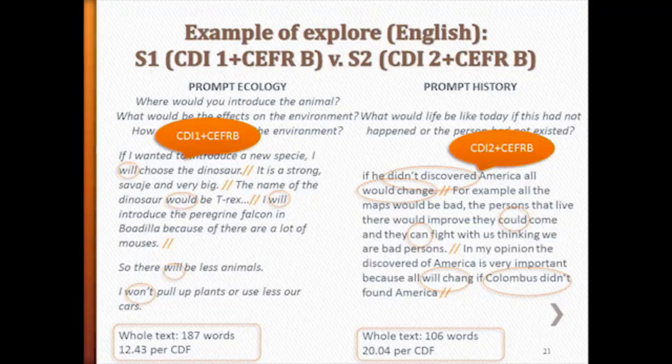So here are a couple of examples. Student 1 has a higher score in the academic test and a higher score in the English test, and student 2 has a lower score in the content test and the same score, a B, in the language test. The students were asked to introduce a new animal into an ecosystem. So where would you introduce it? What would be the effects on the environment? What would it be like?